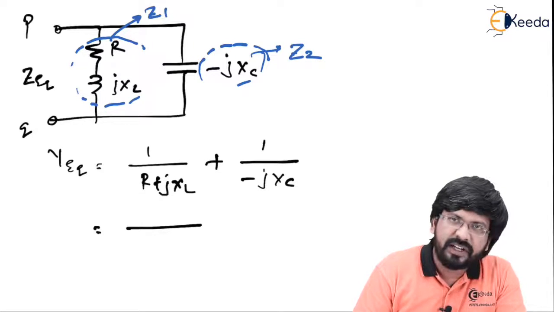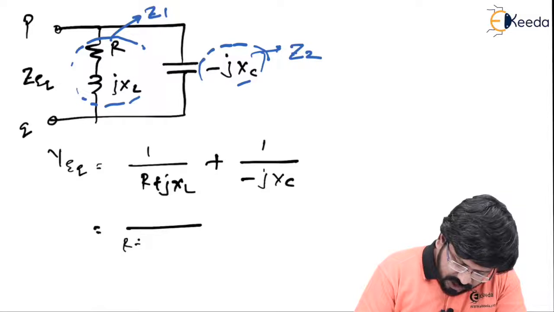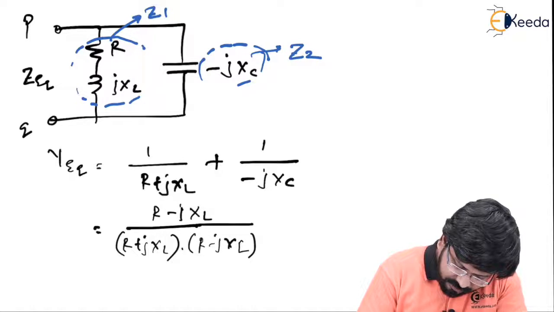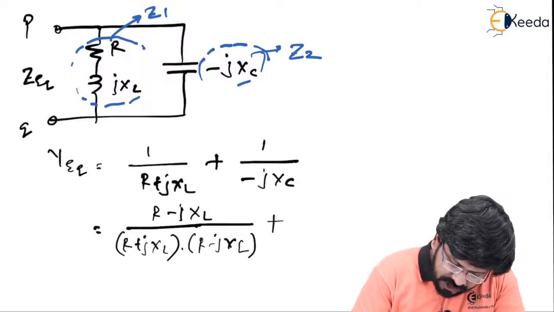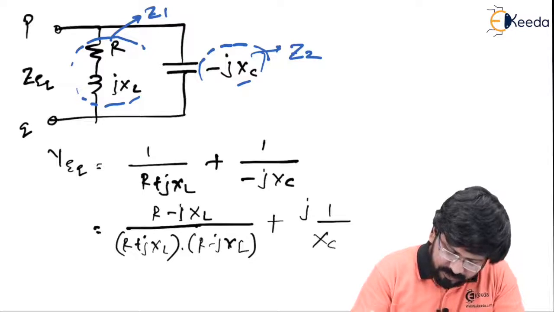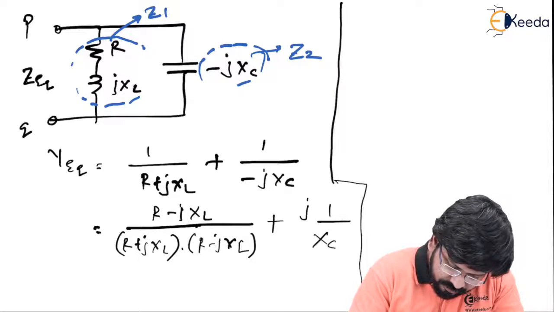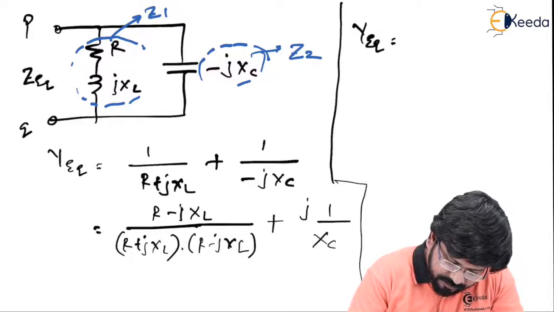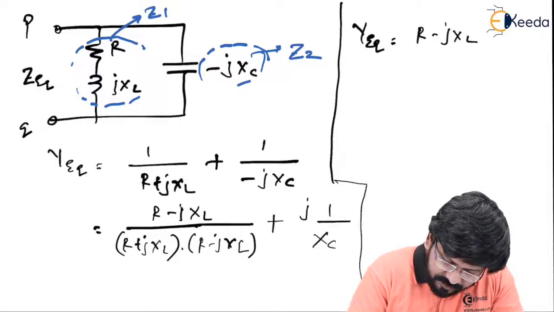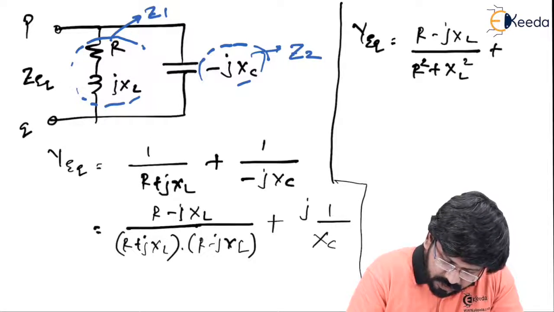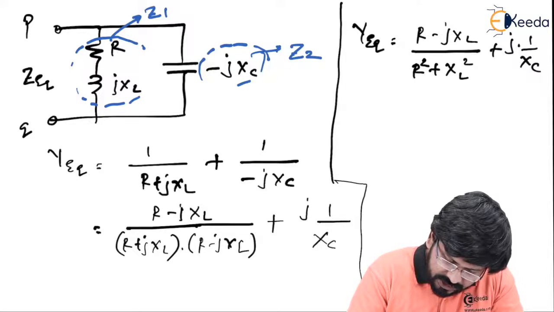I can multiply and divide with R minus JXL to the first part, which is R plus JXL into R minus JXL. In the numerator also, we can have R minus JXL plus, if I take minus J in the denominator, it will simply become J upon, or J times, 1 upon XC. Is that right? Solving further, Y equivalent will become R minus JXL whole divided by, the denominator becomes R square plus XL square, plus J times 1 upon XC. Is that right?